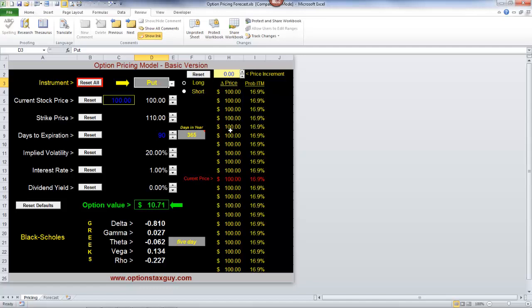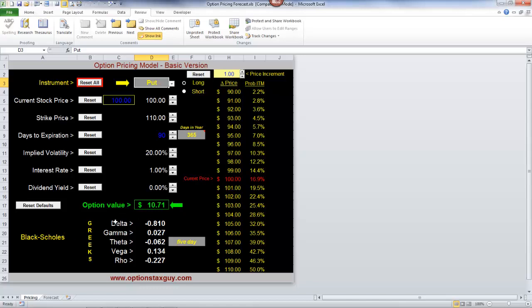Now here is where you reset the change in your price increment so you can look at your probability of being in the money. Now this changes by a nickel. So let's change it by $1. And each one of these will increment by $1. In this case, a decrement of $1, and this is an increment.